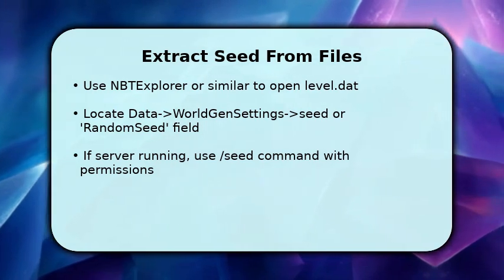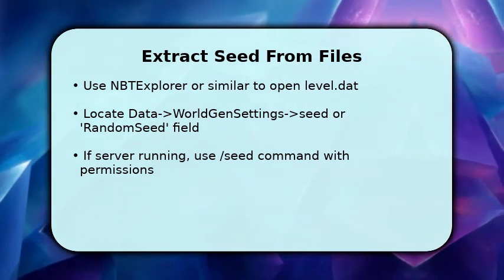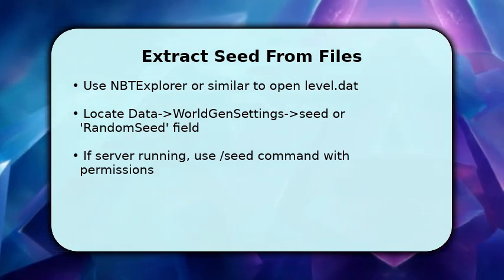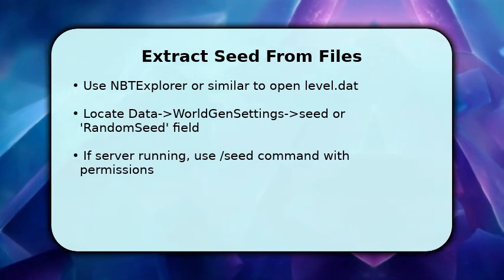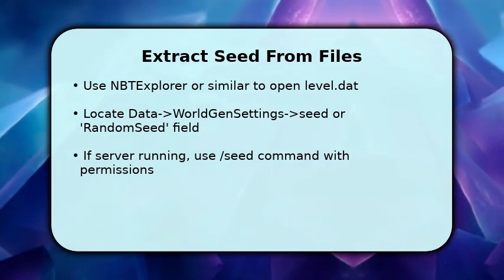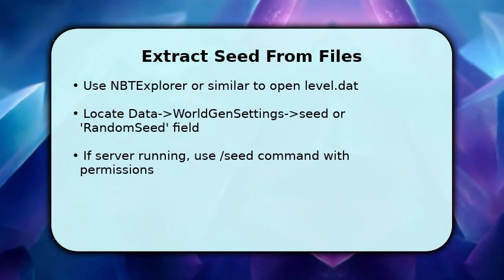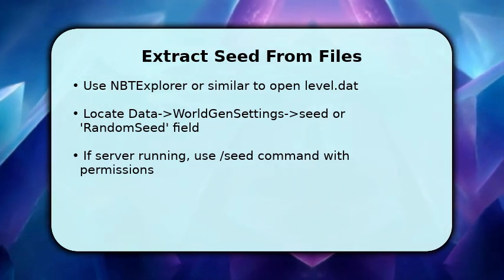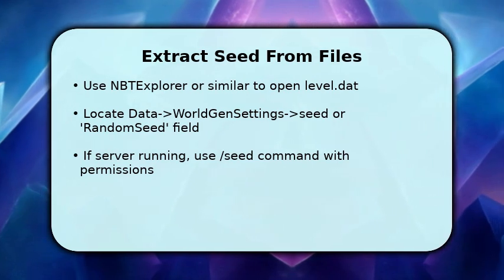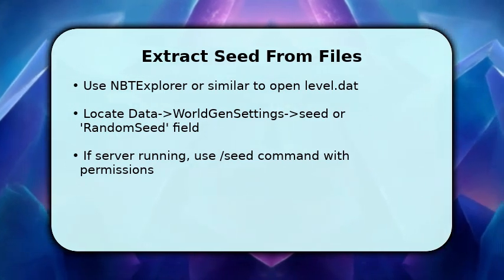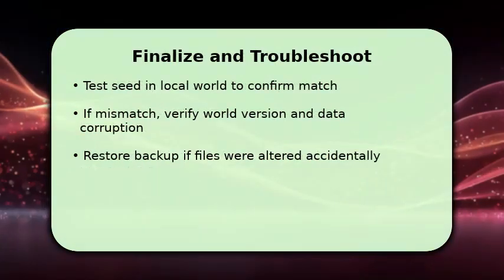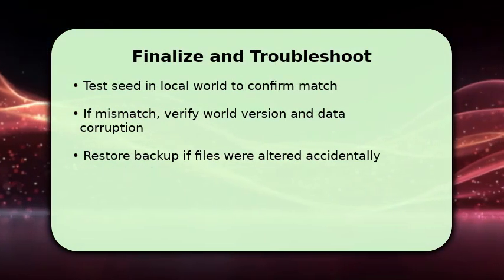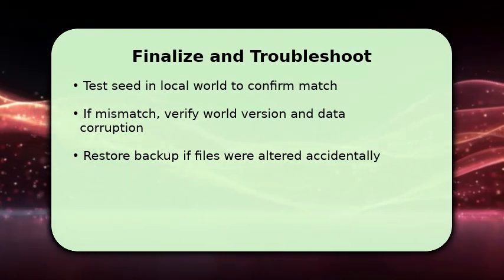If the server is active and you have permissions, type /seed in chat to get it instantly. Make sure to record the full signed 64-bit value. Truncating can change results. Once extracted, test by creating a local world with that seed to verify terrain and structures map. You finish by importing the seed into a new local world to confirm it reproduces the realm's terrain and landmarks. This validates your extraction.